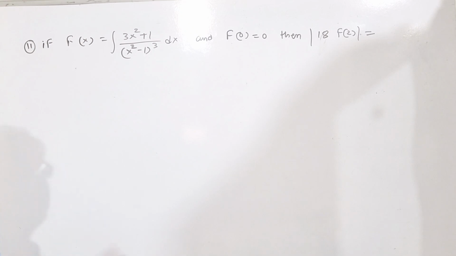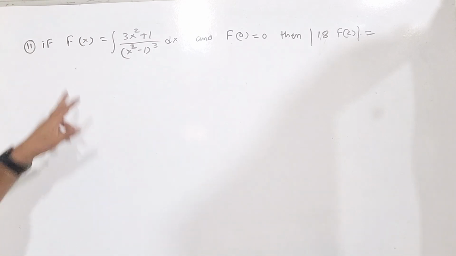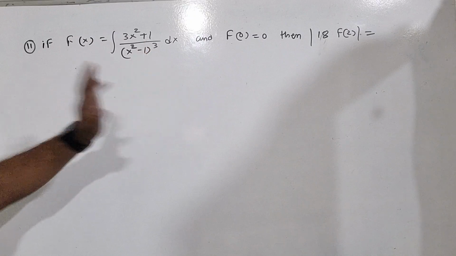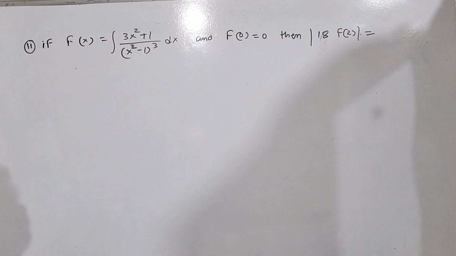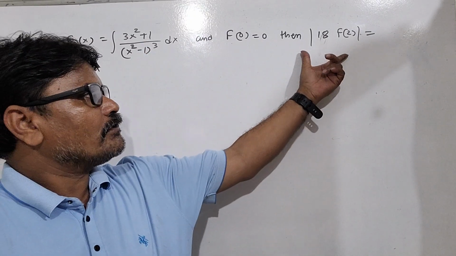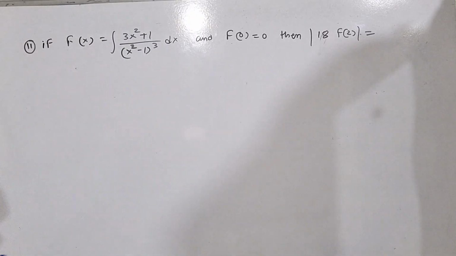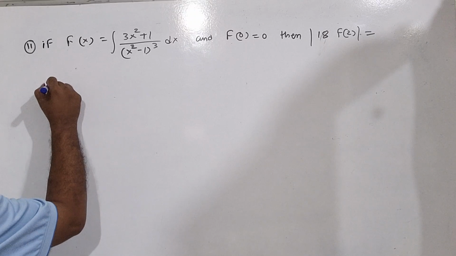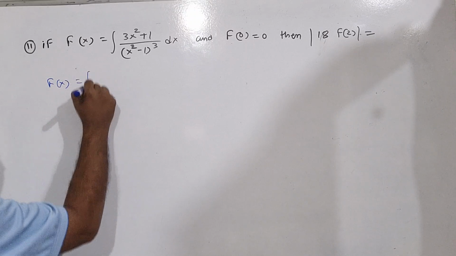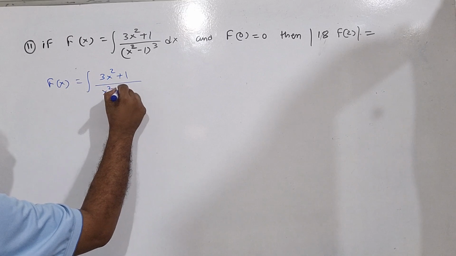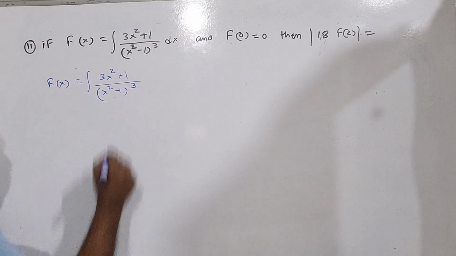Okay, so here this is the important question. If f(x) equals the integral of (3x² + 1) over (x² − 1)³ dx, and f(0) equals 0, then we have to find the mod of 18 f(2). Numerical variety type questions, correct? How to do that? Now see here, f(x) is the integration of (3x² + 1) over (x² − 1)³.